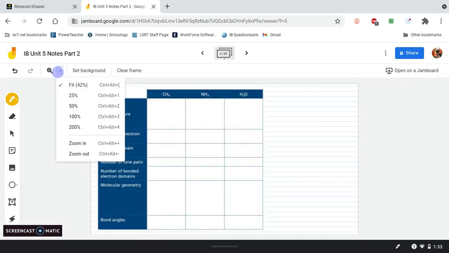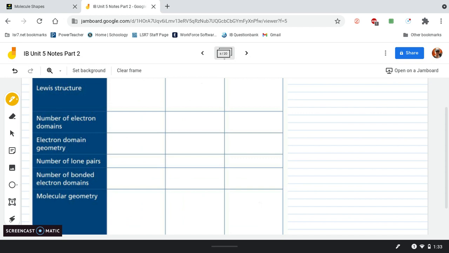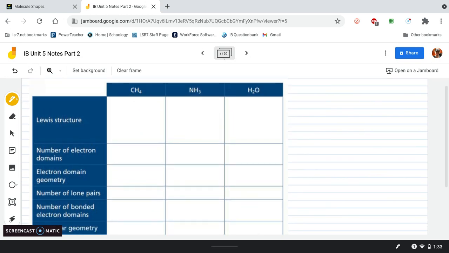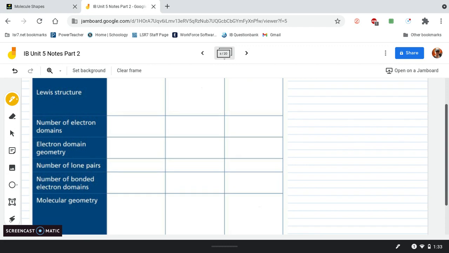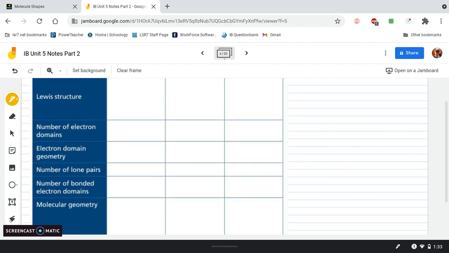Okay, so this is now kind of applying what we talked about. And so we got this problem. And so we have a CH4, an NH3, and H2, and we got to figure out multiple things. We got to figure out the number of electron domains, the electron domain geometry. So when you see the word geometry, they're asking for shape. So molecular geometry is also going to be shape.